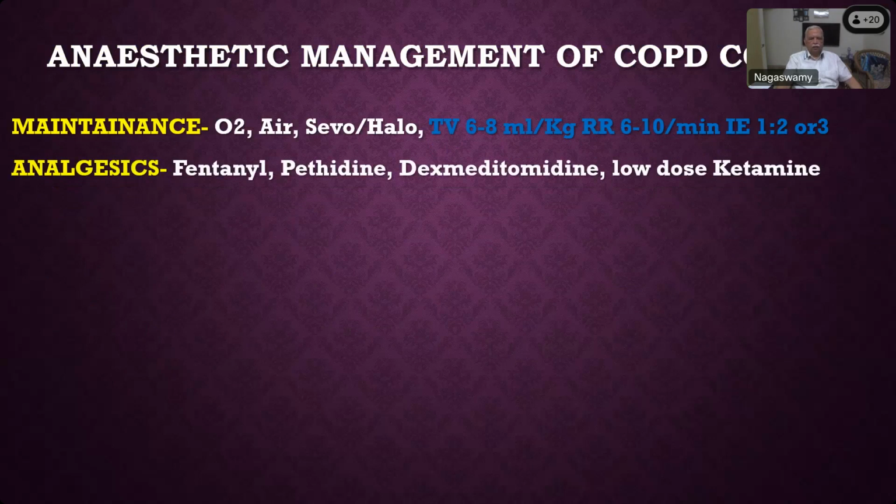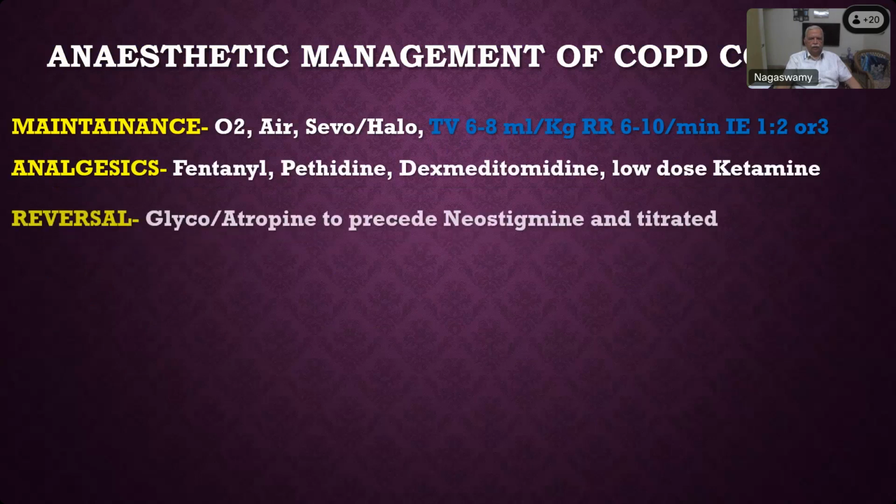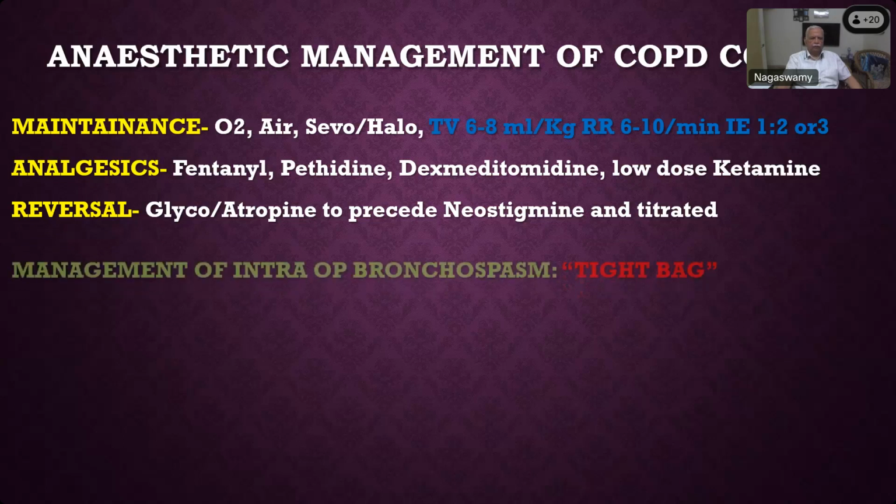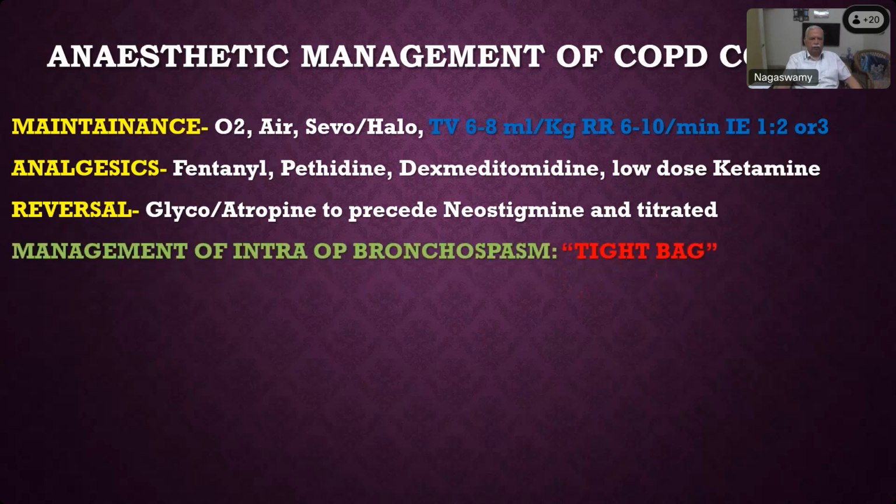Analgesic, you can use fentanyl, pethidine, dexmedetomidine or low dose ketamine. Reversal, you can use glyco or atropine to precede neostigmine and titrate it. So don't give the mixed preparation, try to use them separately so that you can reduce the amount of neostigmine.